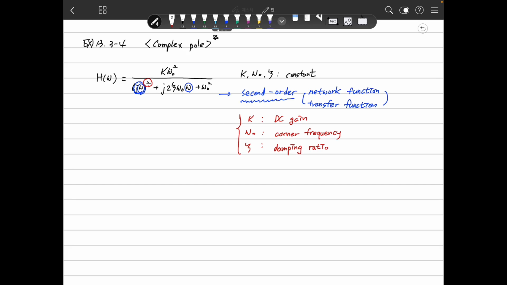So in this example, we will draw the asymptotic curve when the denominator has a second order. Actually, this is a kind of low-pass filter, especially in the second order. So now we will draw the Bode plot of the second order low-pass filter.